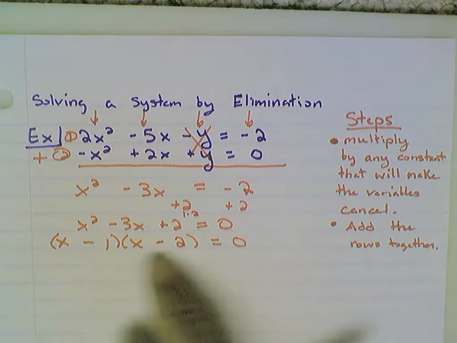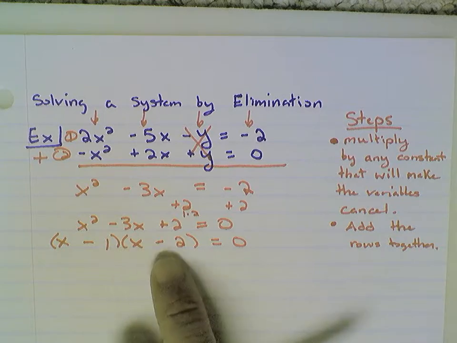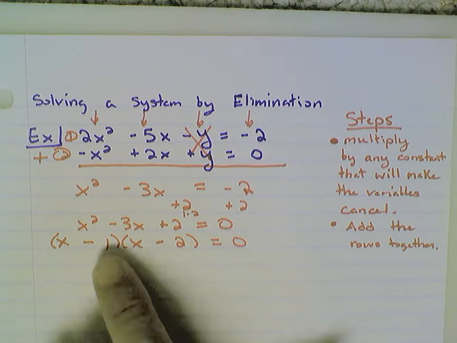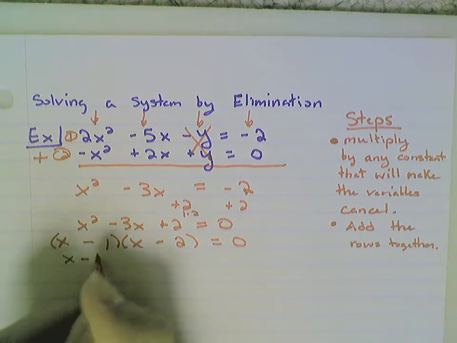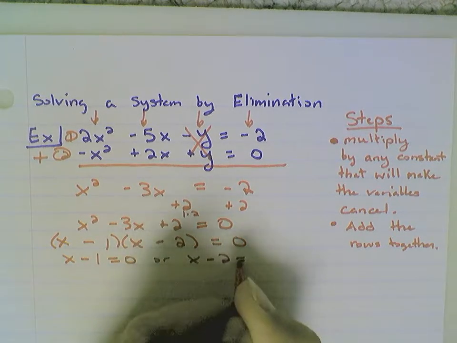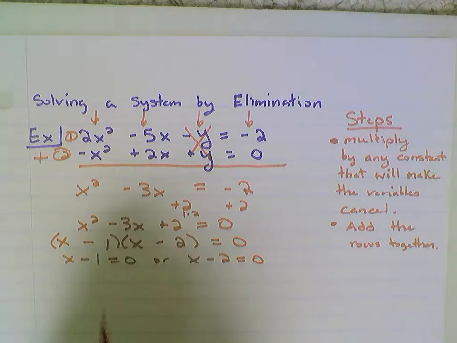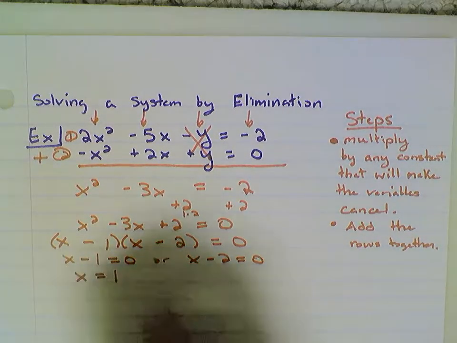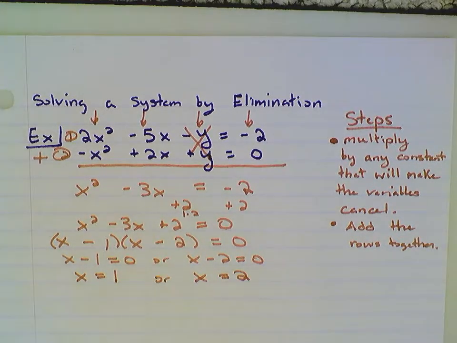Once I have the problem factored, and I have two parentheses being multiplied together and it equals 0, I can go ahead and separate these into two separate equations. So I get x minus 1 equals 0, or x minus 2 equals 0. And then I just solve each of these equations. Looking at the left-hand one, the answer is going to be 1. And looking at the right-hand one, the answer is going to be 2.